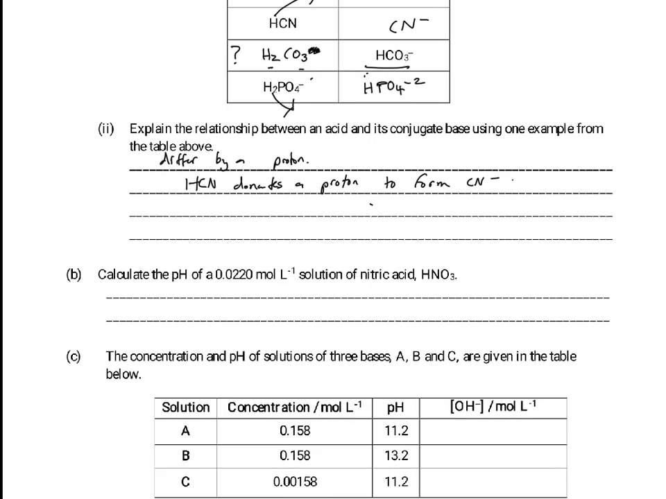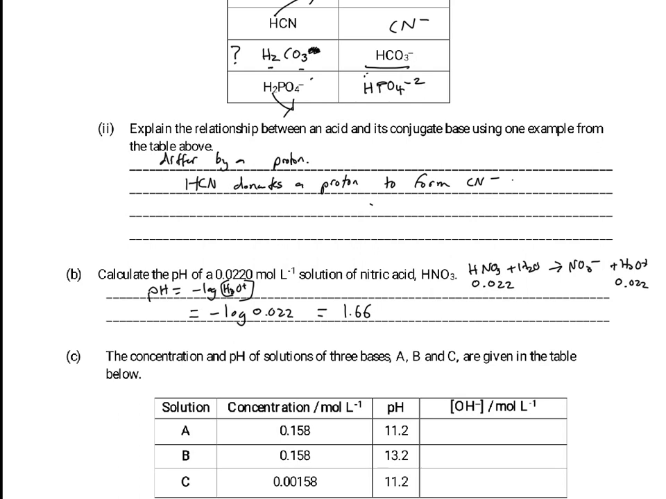Alright, part B, calculate the pH of a 0.022 mole per litre solution of nitric acid. So nitric acid is a strong acid. So when it dissociates in water, it fully dissociates into nitrate ions and hydronium ions. The reason why that's important is the way we calculate pH is minus log H3O plus, the hydronium ion. And because it's a strong acid, if we have 0.022 mole per litre of nitric acid, we have 0.022 mole per litre of the hydronium ion. So all you do is minus log 0.022 and you get 1.66.